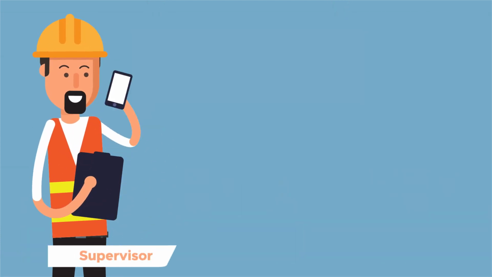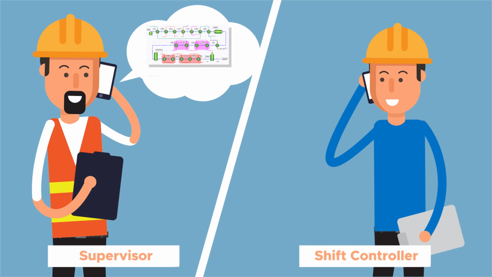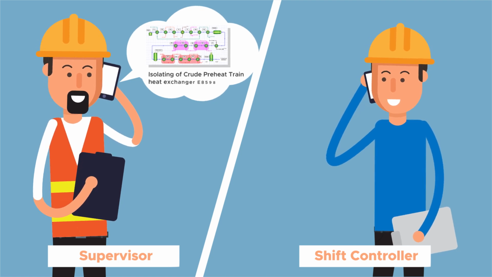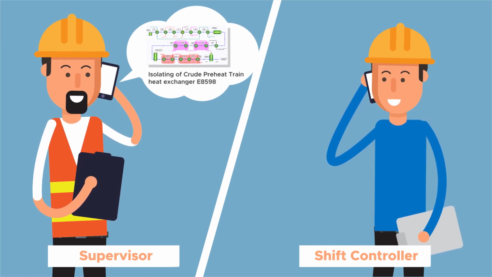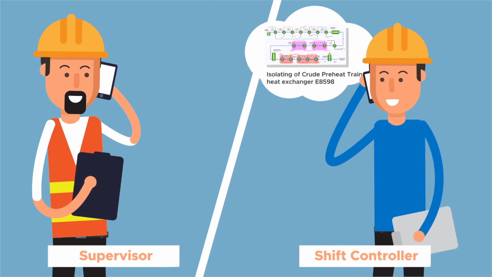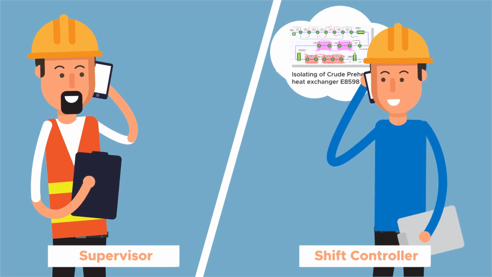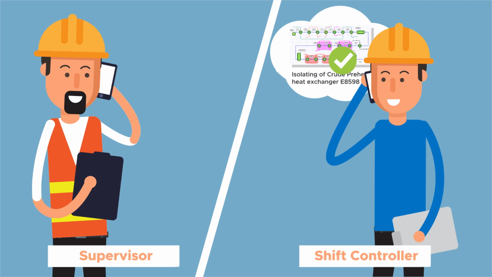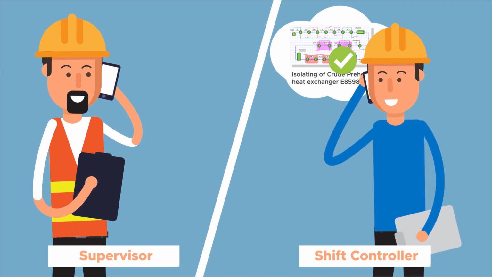He has also talked to the shift controller to prepare for isolating the crude preheat train heat exchanger E8598 and handing over to the maintenance for bundle removal and hydrojet cleaning, as the fouling on this exchanger has the largest impact on the CDU energy index.